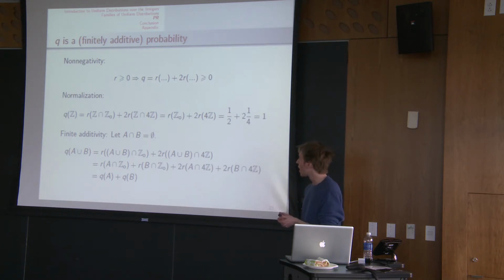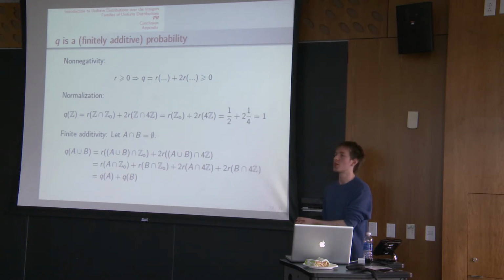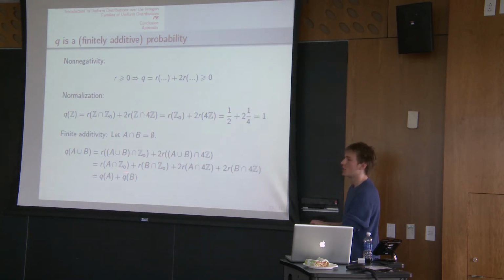Then we're going to apply finite additivity of little r. From the first term, under finite additivity, we get the first and second terms in the next line. And similarly, the second term turns into the third and fourth terms. Now we combine the first and third terms, and we get Q of A by definition. Similarly, if we combine the second and fourth terms, we get Q of B, just by definition.